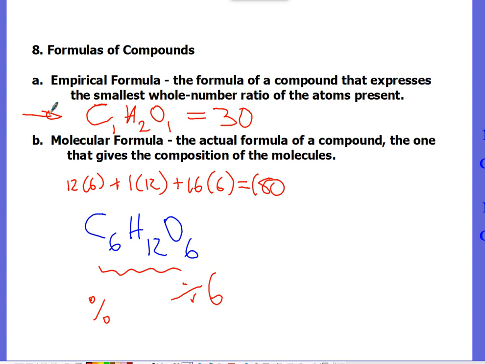And so since they have the same percentages, we use this difference in mass to figure out what the actual formula is. Since this mass is 6 times heavier than that one, we can figure out the real ratio of our molecular formula.